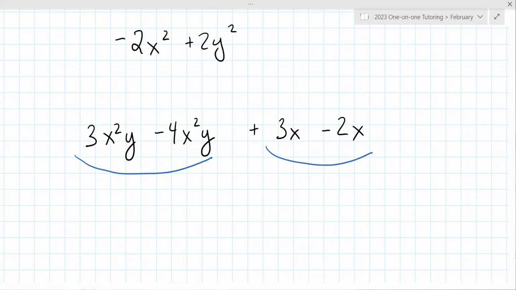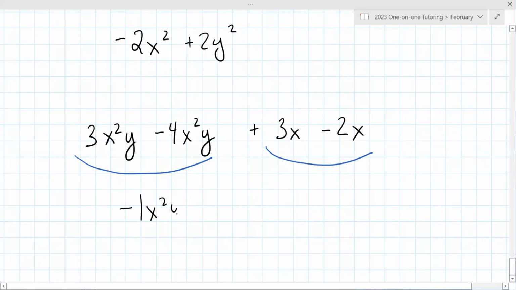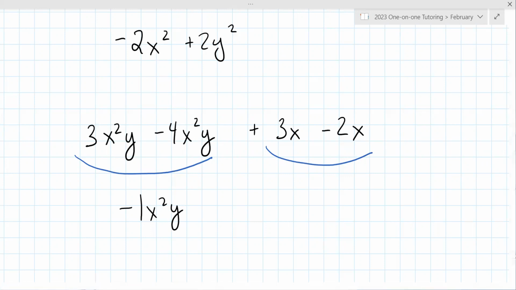So it would be negative 1 x squared y, and then positive 1x.